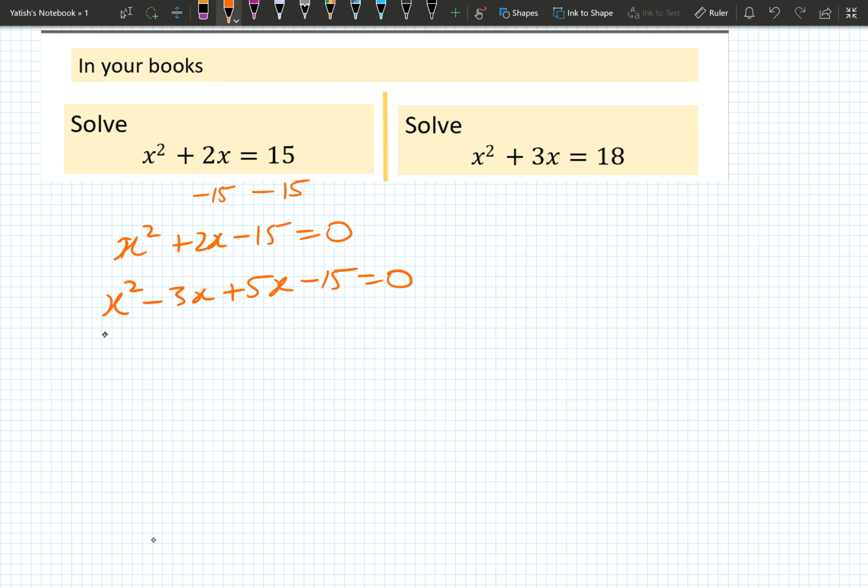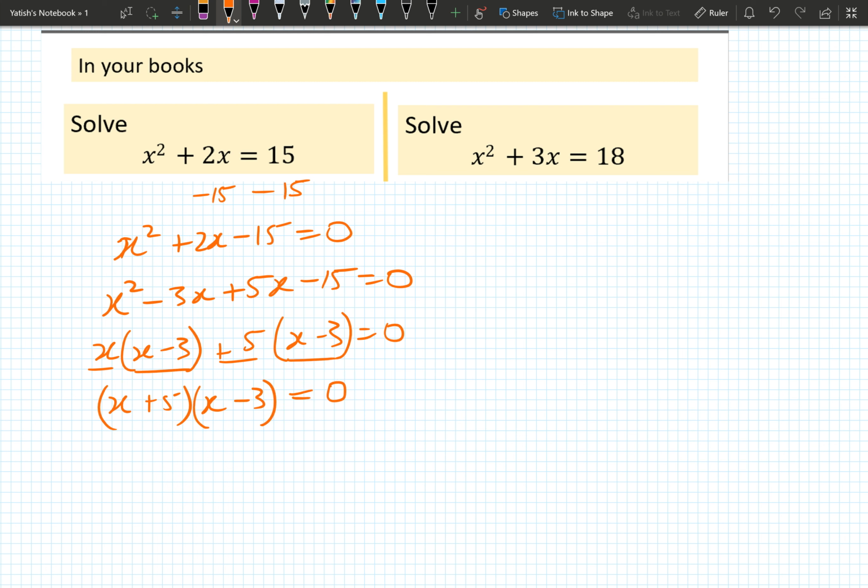I can then factorize this. So x times (x minus 3) plus 5 times (x minus 3) equals 0. So (x plus 5) from here, and then (x minus 3) from there equals 0. So x plus 5 equals 0, or x minus 3 equals 0. Take away 5, take away 5. This is our first solution, x equals negative 5. And our second solution, x equals positive 3.